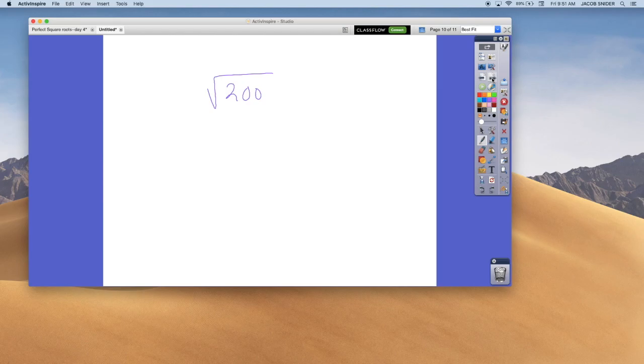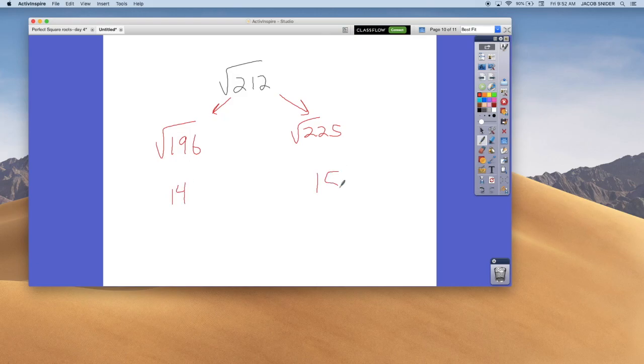Here we go, the square root of 200. Actually, you know what? I'm going to change that. Let's do the square root of 212. Okay? So on the low end, this is the biggest one we got. On the low end, I know that it's going to be in between 196 and the highest one that we are going to have to memorize, 225. Which tells me that it's going to be between 14 and 15.